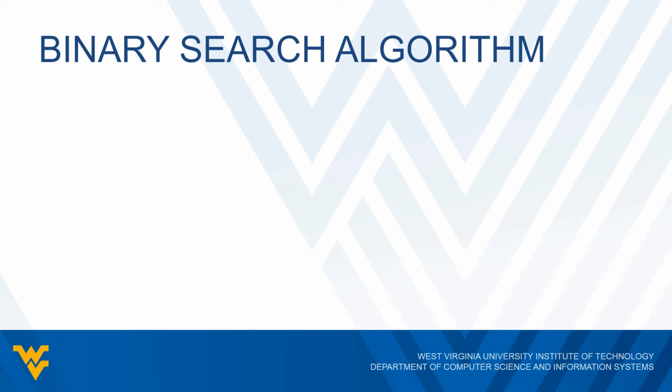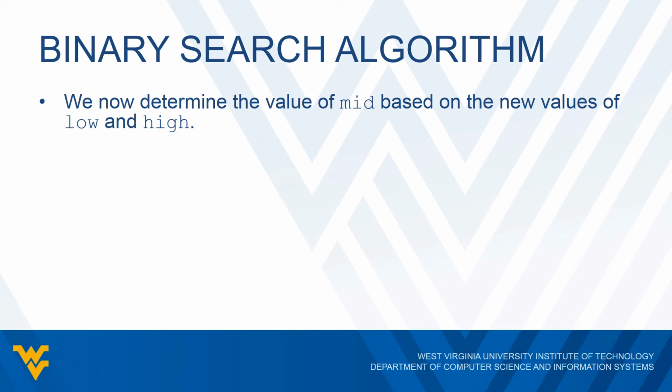Once we've changed the value of either low or high, we can now repeat this whole thing where we find a new value of mid based on the new values of low and high. So we just compute the mid and compare it. If they match, we're good. If not, then we're going to cut the elements in half.